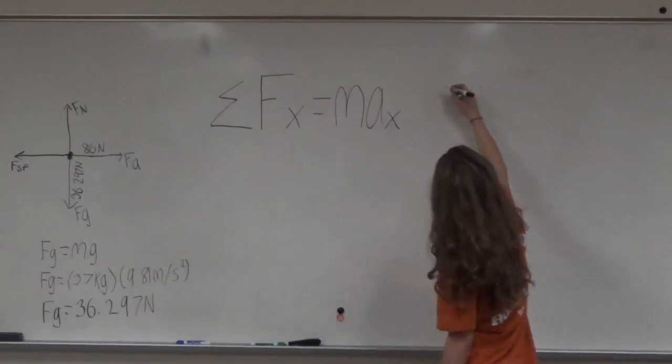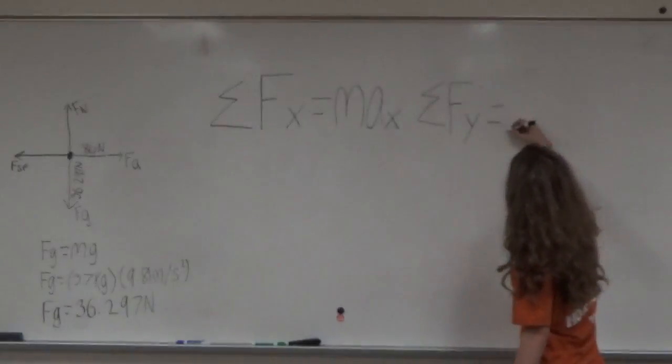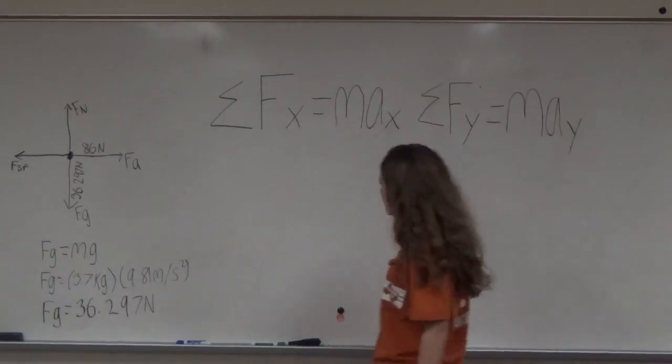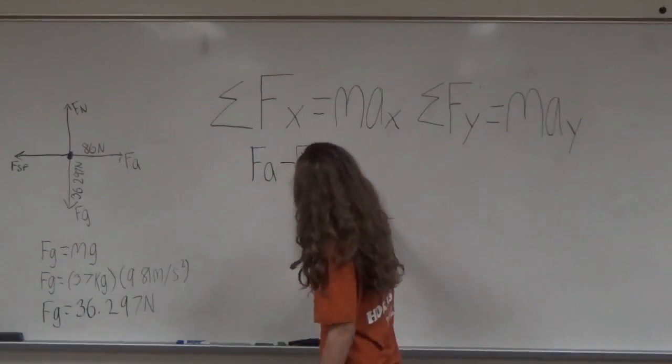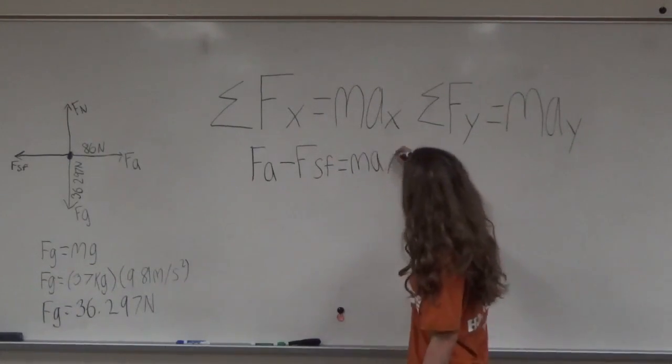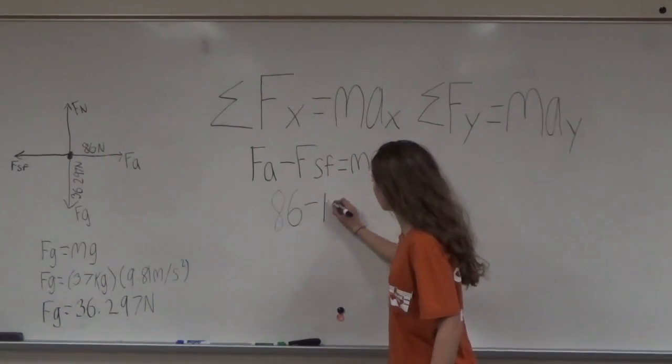Now, to apply Newton's second law, we will break the x and y forces into components. The net force of the x component forces is equal to the mass times the acceleration in the x direction, and likewise for y. Fs is drawn to the left of the free body diagram, indicating that it is negative, so we can subtract it from our applied force.